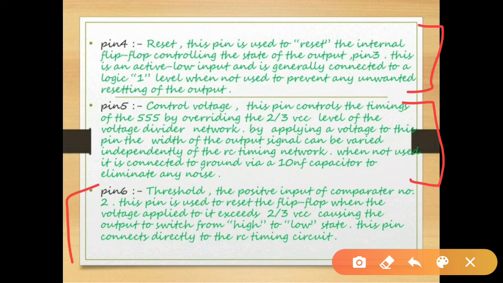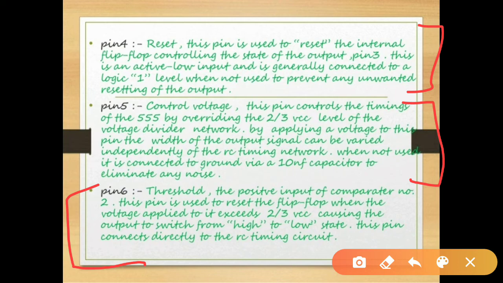Pin number 6 is the threshold point. It is the positive input of comparator number 2; here it consists of 2 comparators. This pin is used to reset the flip-flop when the voltage applied exceeds 2/3 of VCC, causing the output to switch from high to low state.